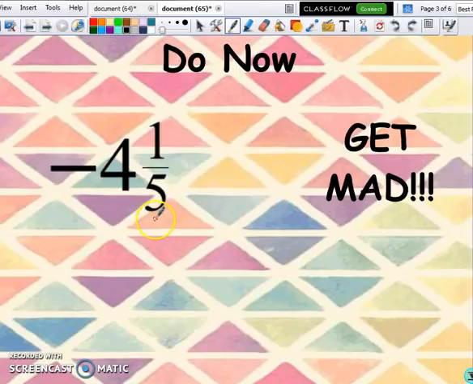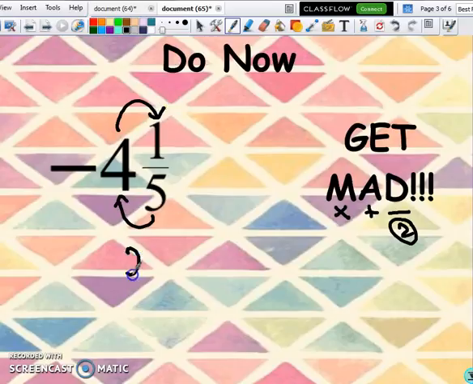So for example, we have negative 4 1/5 here. Ignore the negative sign for now, and we're going to get MAD. MAD means multiply, add, and then keep the denominator. So, in this case, we're going to multiply. 5 times 4 is 20, plus 1 is 21, and the denominator is 5, and just don't forget to bring that negative sign down. So you do this with every mixed number. Negative 4 1/5 is the same as negative 21 over 5.